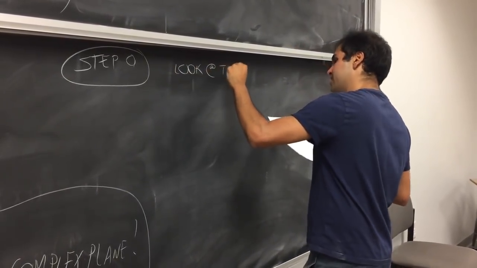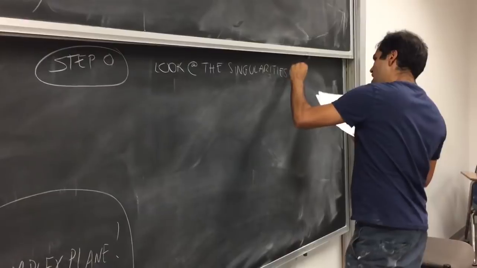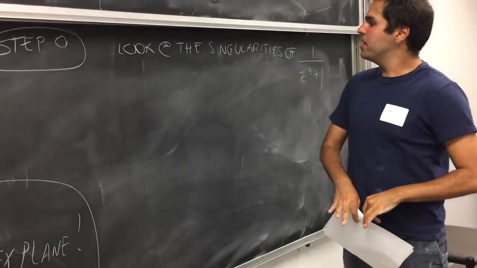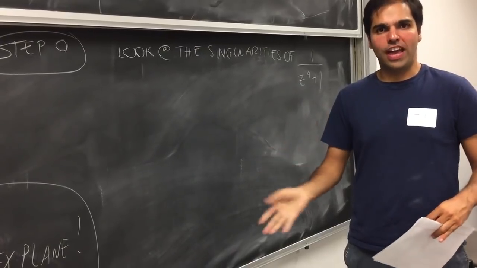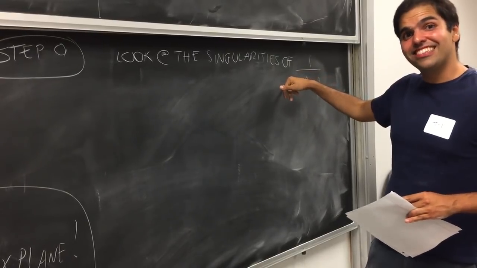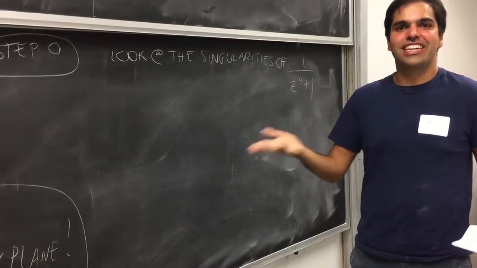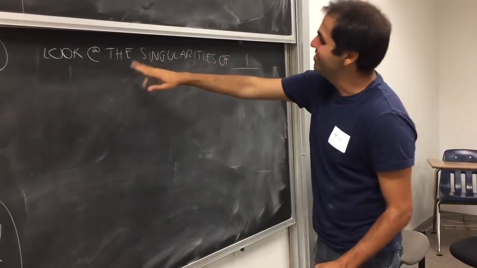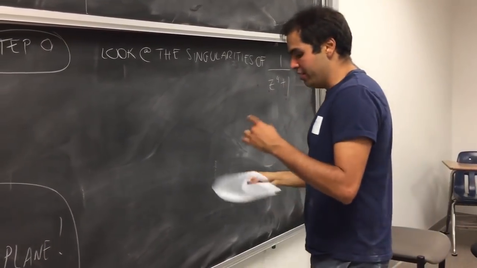Look at the singularities of 1 over z to the 4th plus 1. And it's very interesting because usually in calculus you think of singularities as being bad points, like 1 over x at x equals 0 are bad points. Here, in complex analysis, they're actually good points because they will help us to evaluate integrals. So it's very counterintuitive, but hey, this is complex analysis, so nothing is intuitive. Okay, so where are the singularities? Well, it's precisely at the points where this is undefined.